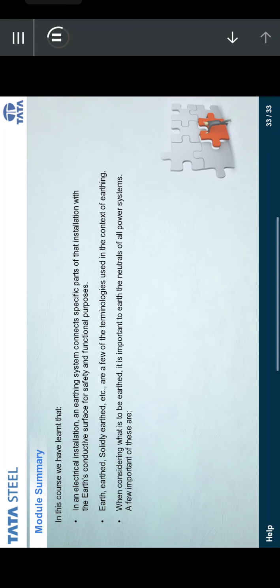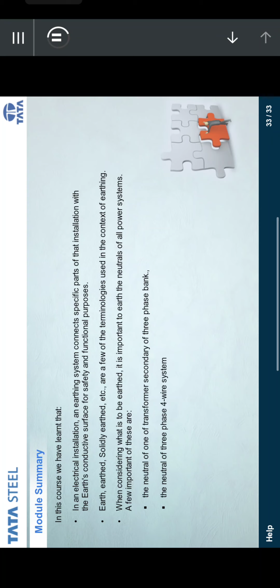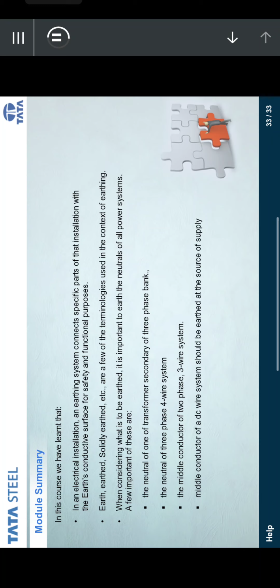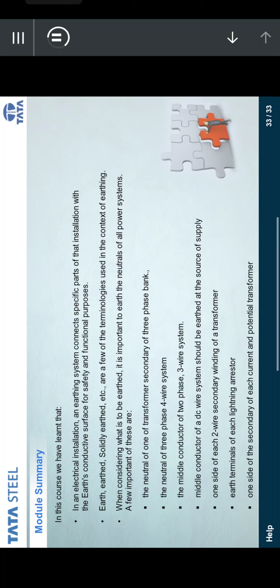When considering what is to be earthed, it is important to earth the neutrals of all power systems. A few important ones are the neutral of one-off transformer secondary of a three-phase bank, the neutral of a three-phase four-wire system, and the middle conductor of a two-phase three-wire system. The middle conductor of a DC wire system should be earthed at the source of supply. One side of each two-wire secondary winding of a transformer also needs to be earthed. Also, earth terminals of each lightning arrestor, and one side of the secondary of each current and potential transformer.